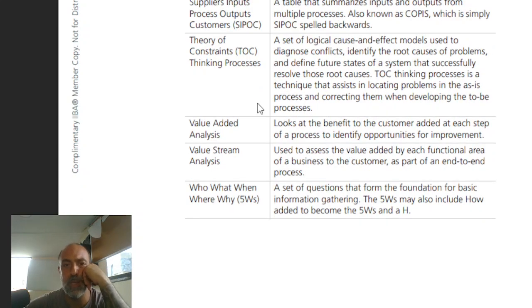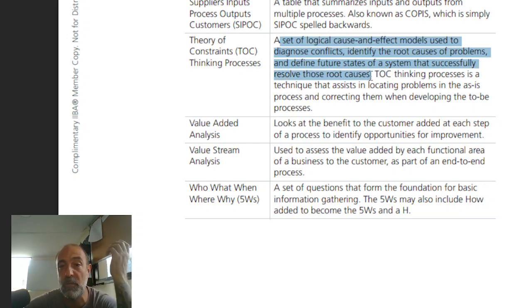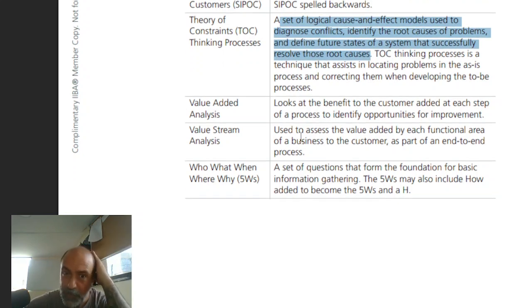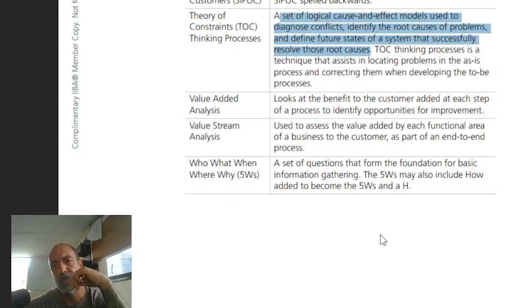Theory of constraints and thinking process, basically a set of logical cause and effect models used to diagnose conflicts, identify the root cause of problems, and define future states in a system that successfully resolve the root cause. So you're kind of not testing things, you're creating a theory of why things go wrong, how can they go wrong, and what you do without them. It's a technique that assists in locating problems in the as-is process and correcting them when developing to-be processes.